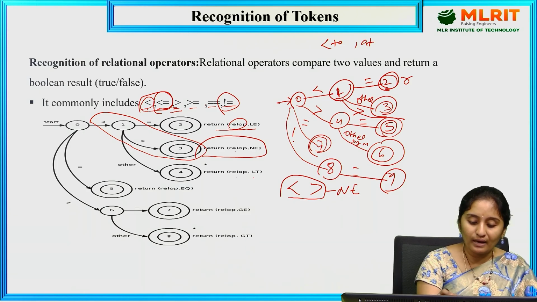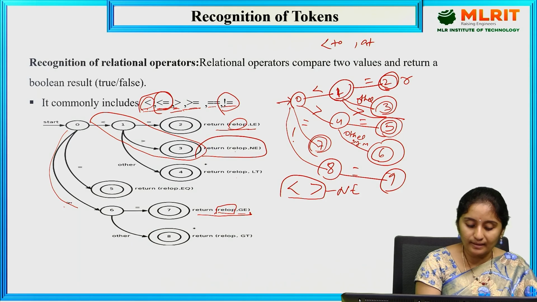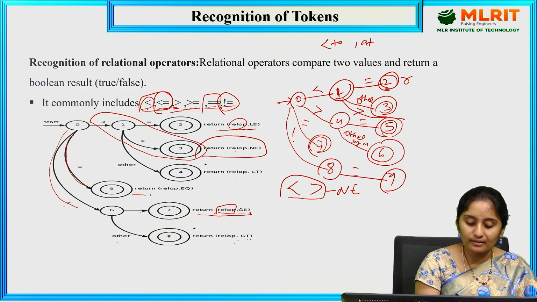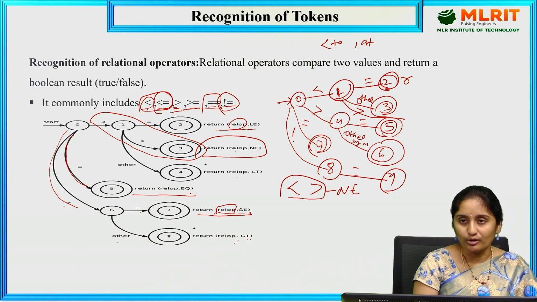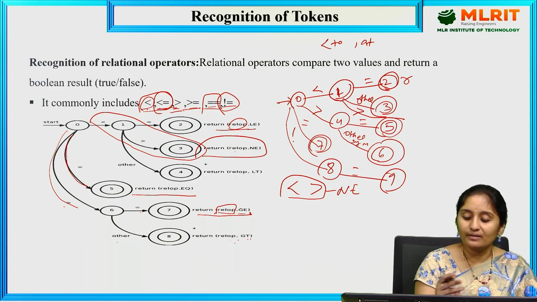So the next one I have here is greater than. Greater than, equal to. It returns relational operator. Relop is nothing but relational operator, comma, greater than. This sign is greater than, then equal to, greater than or equal to. The next one I'm having is greater than other symbol, so it is relational operator, comma GT. The next one is double equal to, which returns relational operator, equal to. This is the way we can represent the transition diagram for the relational operators, and we can reach the final state.